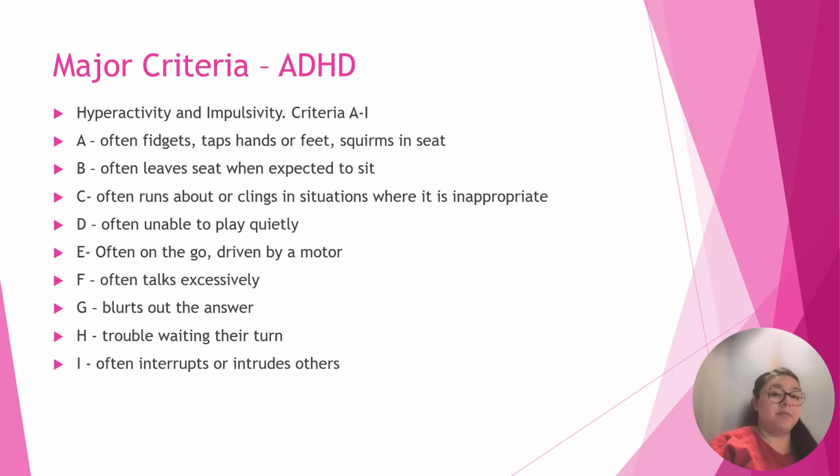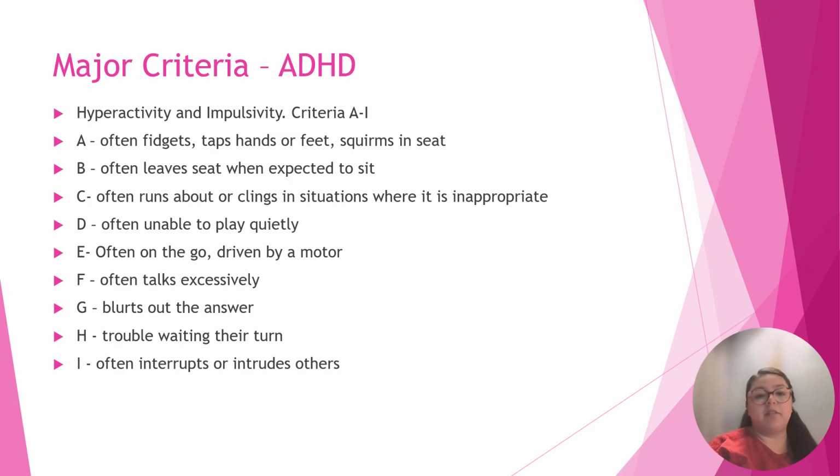Criteria C, often runs about or climbs in situations where it's inappropriate. For adults and adolescents, this may not be as present, because as a child you may just play more often, versus an adult maybe feeling restless rather than actually running around, because of that social component, or interest. Criteria D, often unable to play or take part in leisure activities quietly. Leisure activities for an adult, playing more for children.